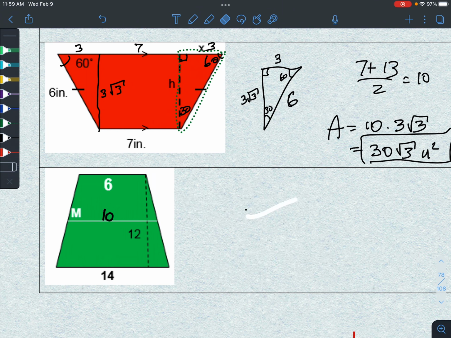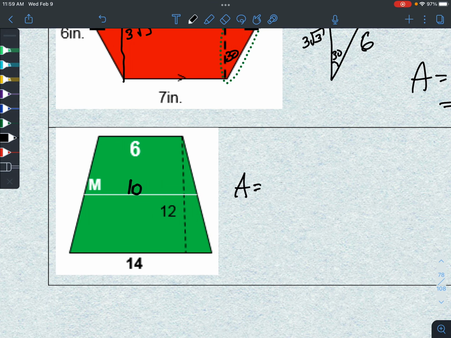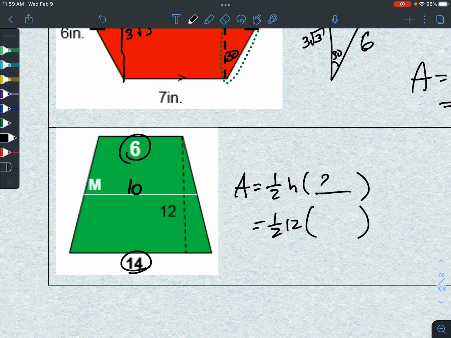Again, think about it as a triangle. I do it as a triangle. Area equals 1/2 height times the two bases, or the base, right? The height in this triangle is 12. The base, 6 and 14, 20. So 6 times 20 is 120 units squared. Did that one kind of fast. Hopefully it made sense to you. It's a simple problem.